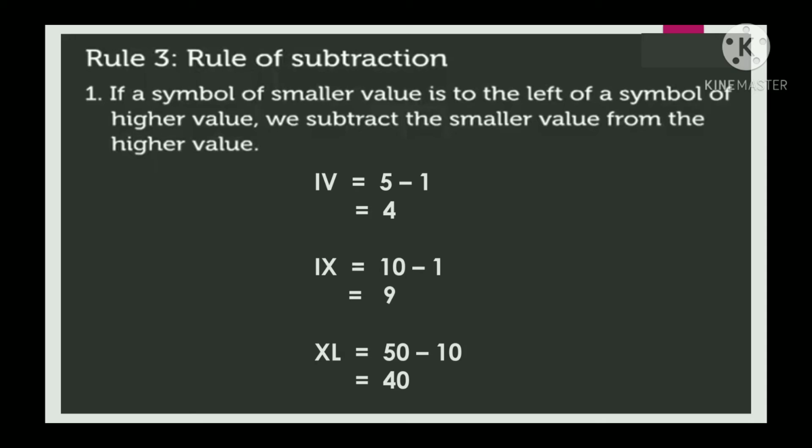Same thing if we do with XL. So here also we can see X has the value of 10 and L has a value of 50. So smaller value is written to the left of the higher value. So again we subtract and we get 40 as the Hindu Arabic numeral for XL.